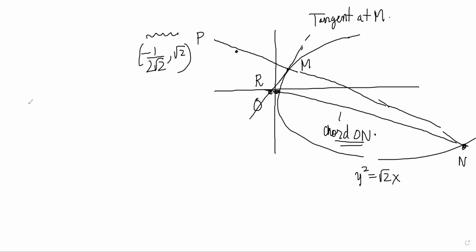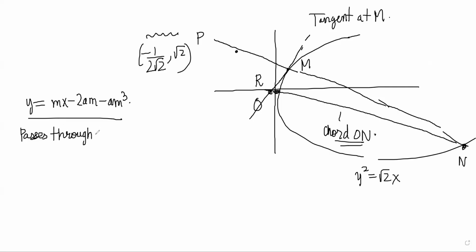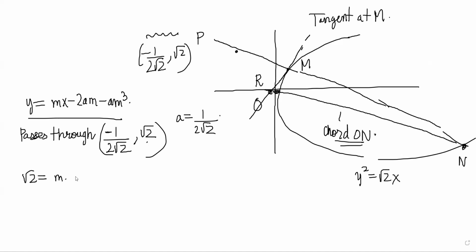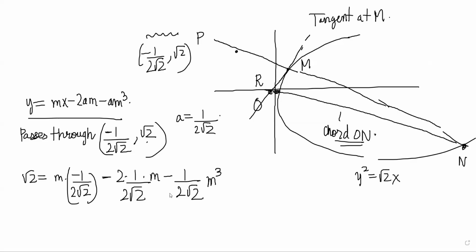So first of all, equation of normal to a parabola is y is equal to mx minus 2am minus am cube. And this normal, basically, we know here that it passes through minus 1 by 2 root 2 comma root 2, right? And a in this parabola is 1 by 2 root 2. So the equation of the normal will become root 2 is equal to m into minus 1 by 2 root 2 minus 2 times 1 by 2 root 2 m minus 1 by 2 root 2 m cube, right?